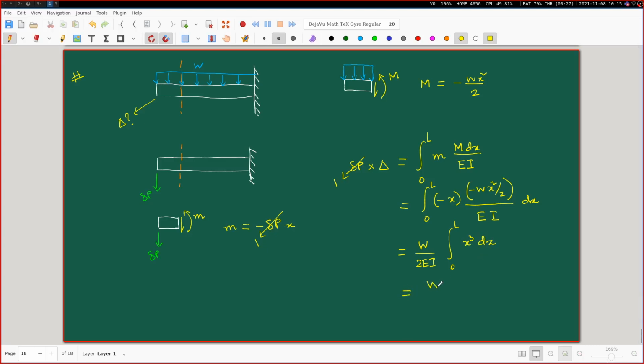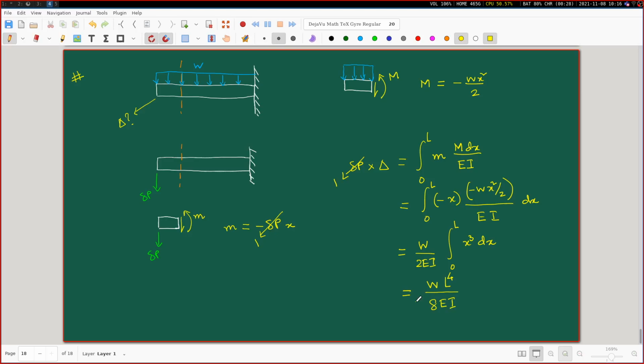So this becomes x to the power 4 divided by 4, integration limits are 0 to L, so this is just w L to the power 4 by, there is a 4 in the denominator from this integration, there is a 2 also here, so overall it becomes 8 EI. So the conclusion is that for this kind of a cantilever beam that is subjected to a uniformly distributed load, the deflection at the left end in the vertically downward direction is equal to w L to the power 4 divided by 8 EI.